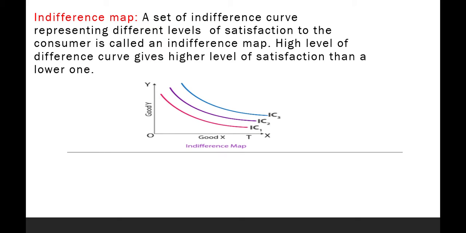So we know the indifference curve, indifference schedule and budget line. Next we have the indifference map. A set of indifference curves represents the indifference map. IC1, IC2, IC3 in the diagram show the indifference curves. So a set of indifference curves drawn on a map is called an indifference map.